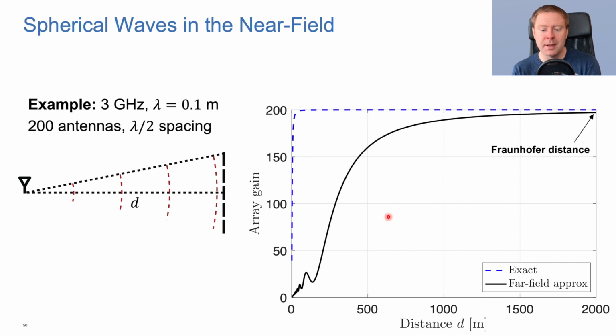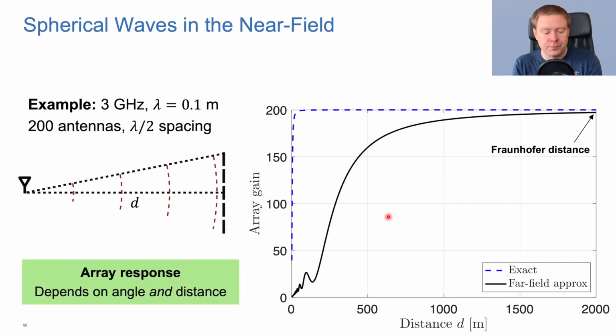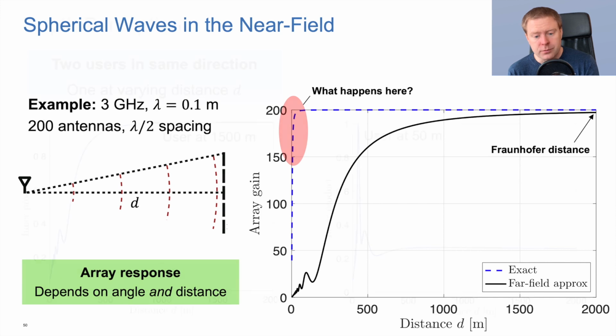So what is it that is happening here? Well, the array response of the array here for a signal from this user depends both on the distance to the user, to the center of the array, and on the actual angle that it's having. So we need to take both of those two factors into account when building our system effectively. And there's also some additional phenomena that is appearing here, which I will return to.